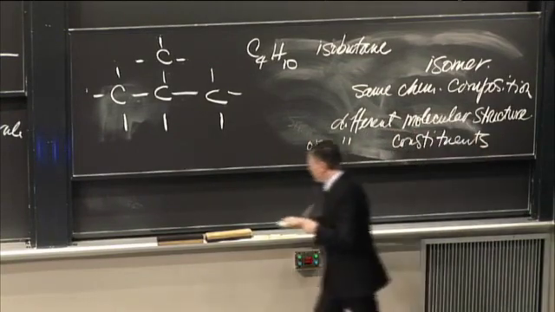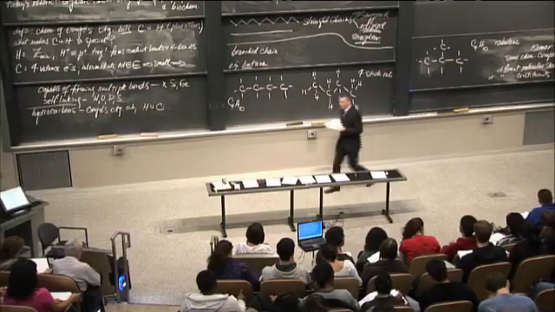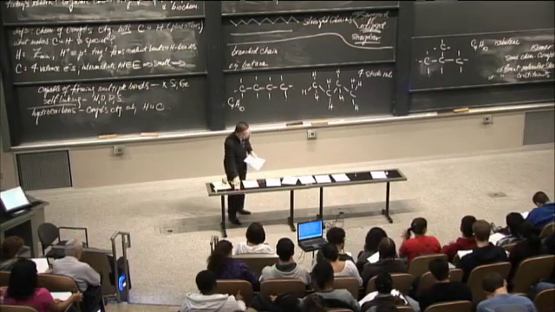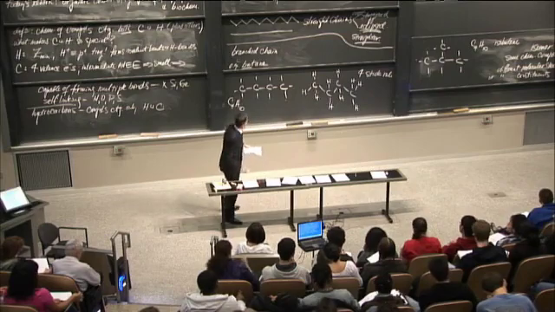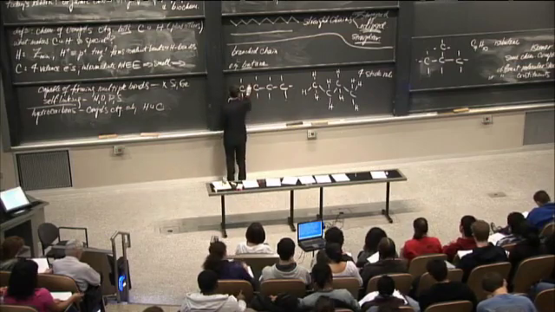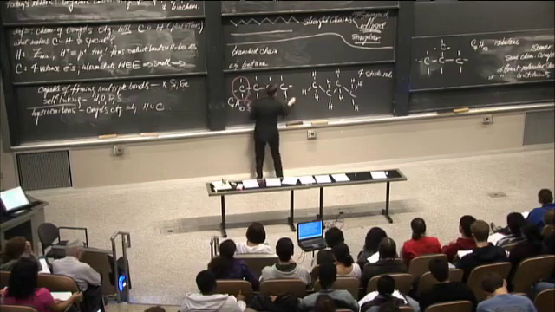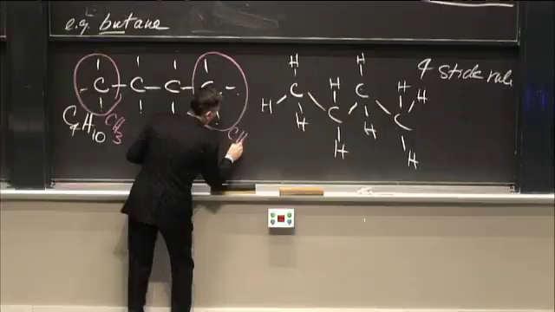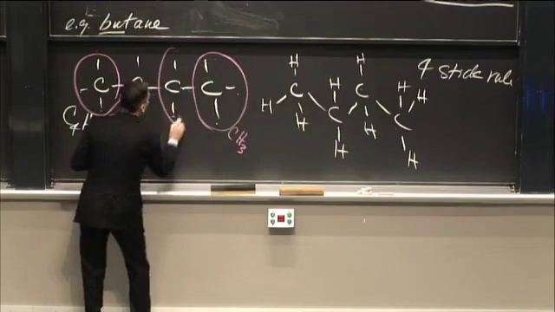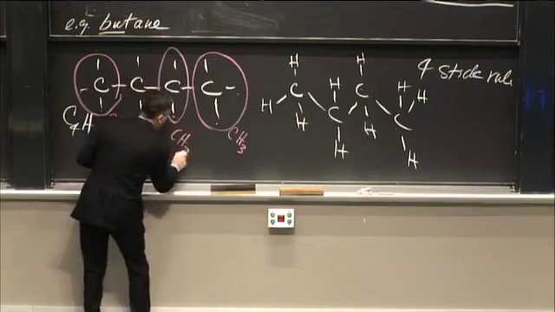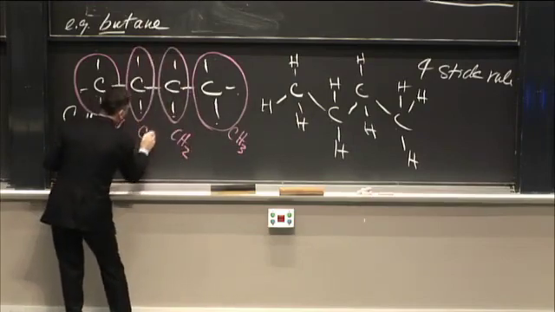And what do we mean by constituents? Now comes the colored chalk. So what we're going to do is circle the makeup of this. At this end I've got a CH3 here, correct? Here's a CH3 over here. And then in between I've got a CH2 and a CH2.